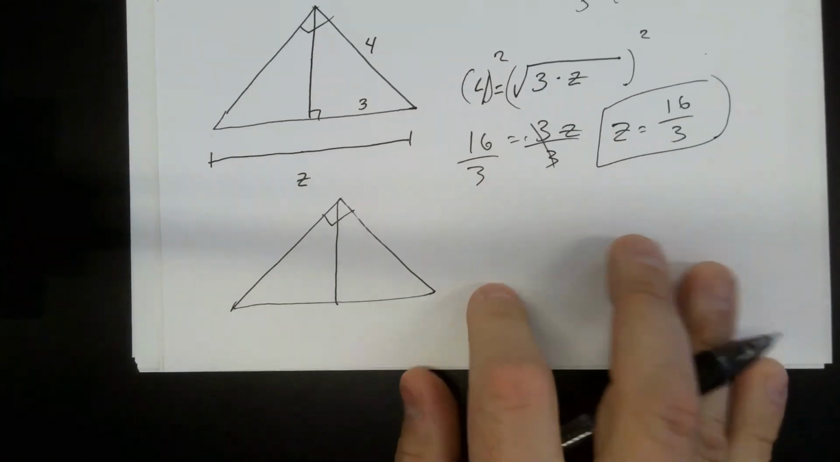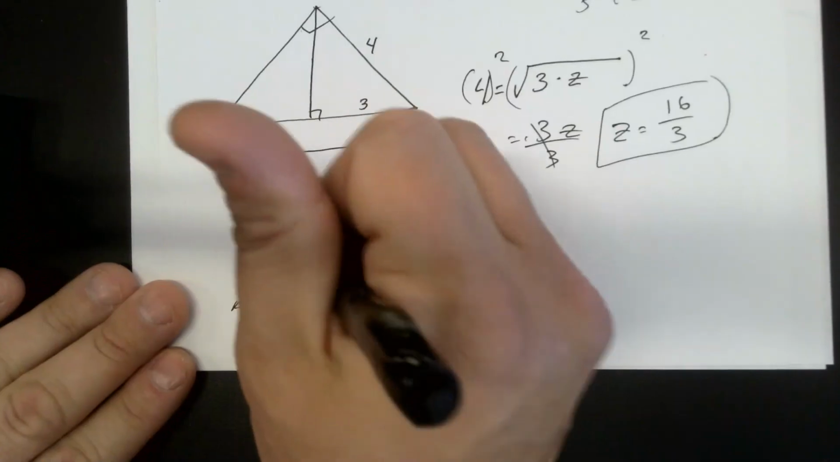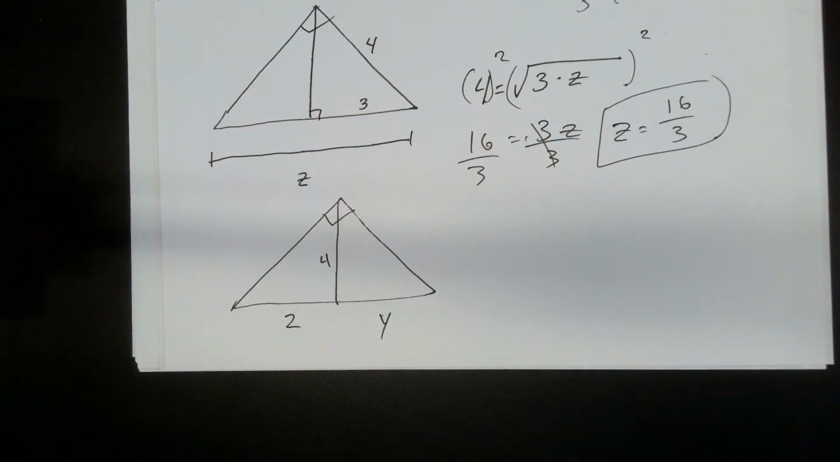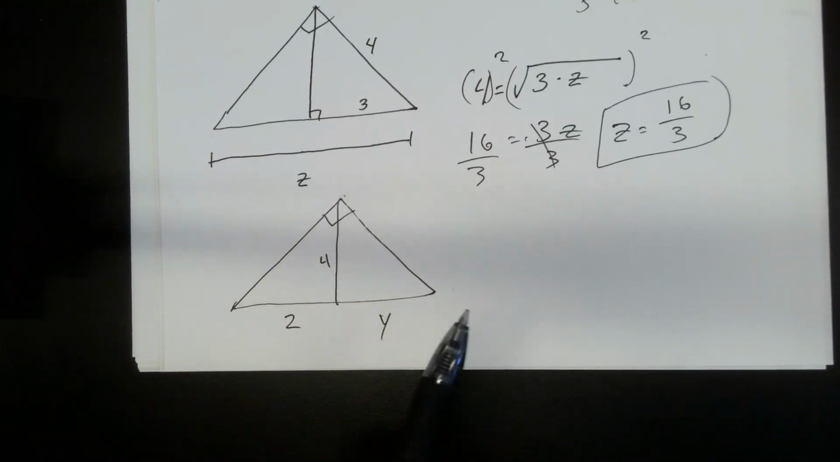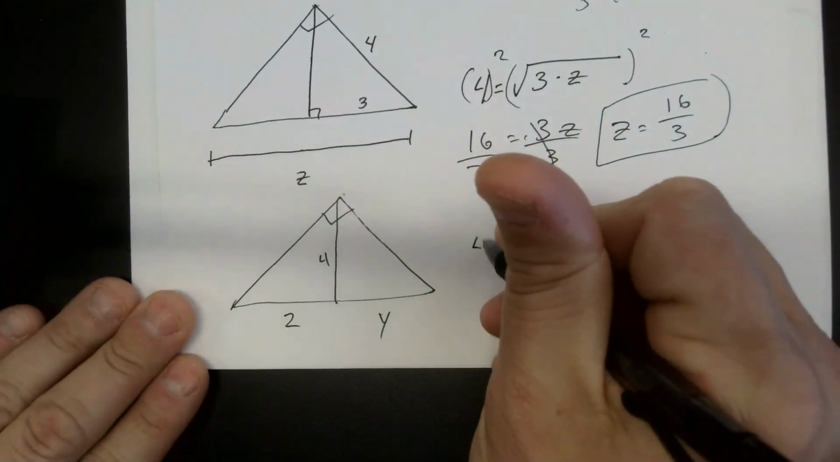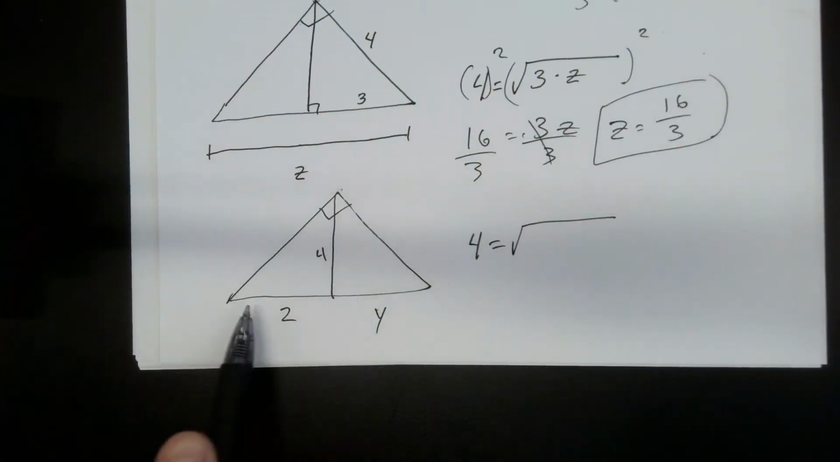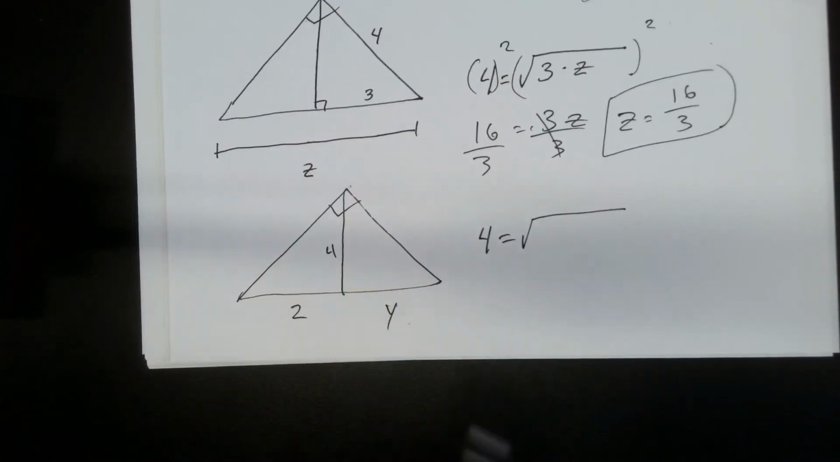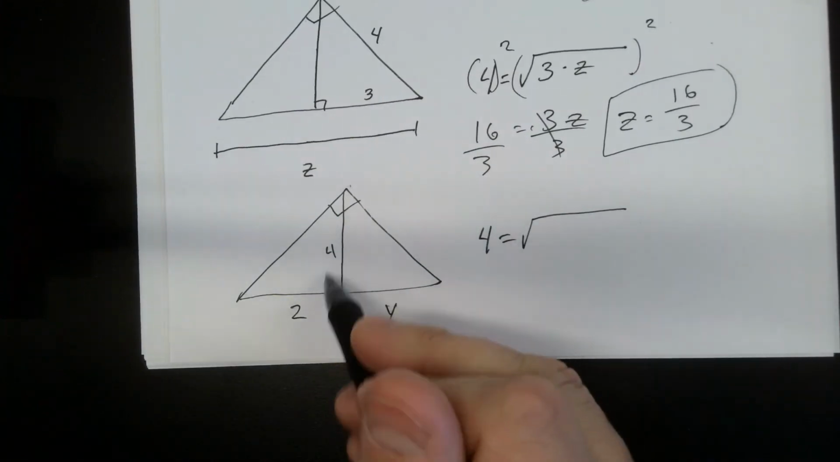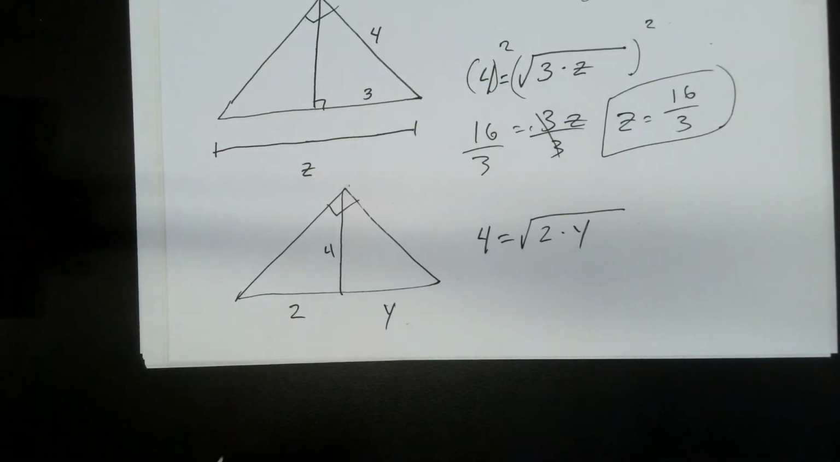If they give us another triangle like this and they say this is 2y and 4, which theorem are we using? Does it give us any of the legs? No. So it's the altitude theorem. The altitude theorem says the altitude equals... You have to use it to be able to find these parts. You can't use the leg theorem to get y because we don't know what a leg is. So 4 equals the square root of 2 times y. Everyone go through and solve that.